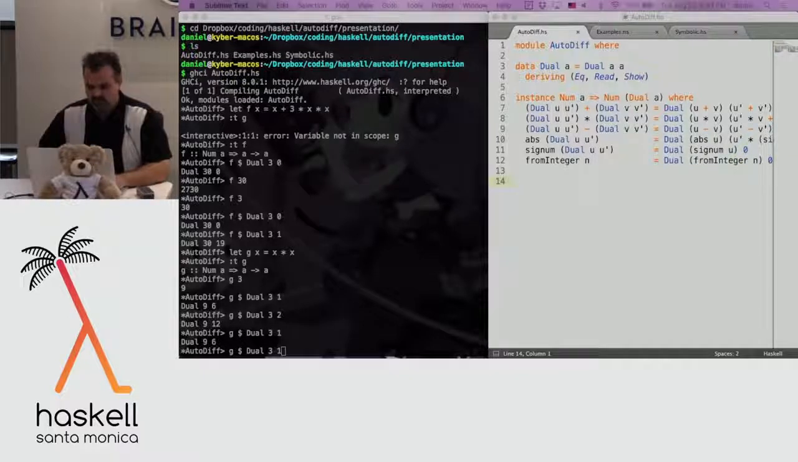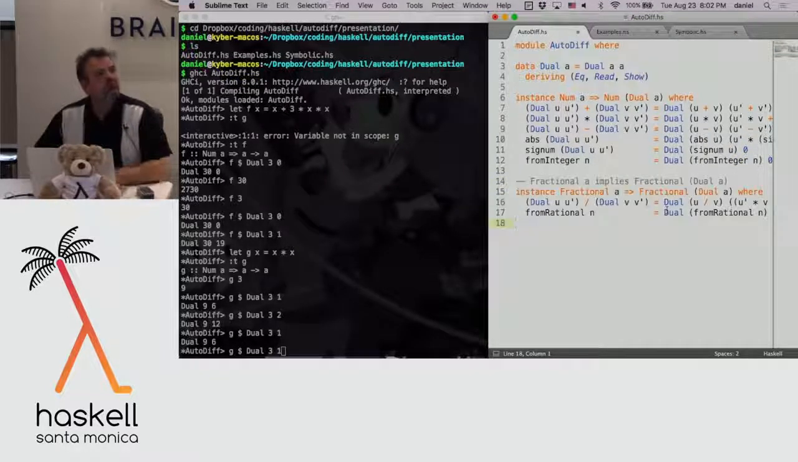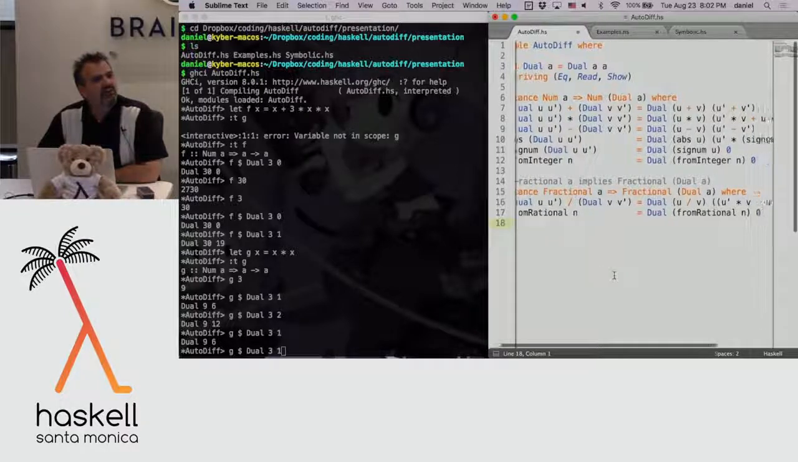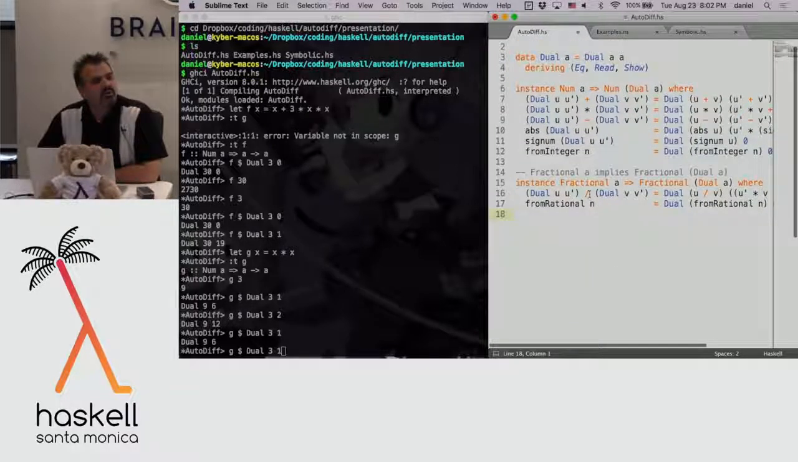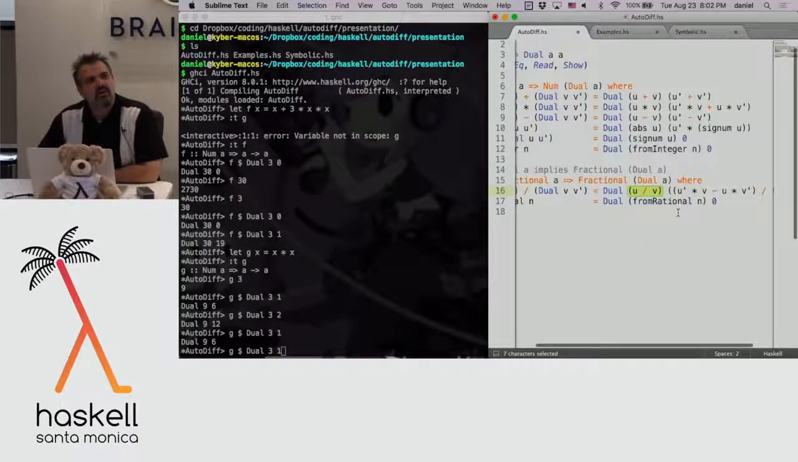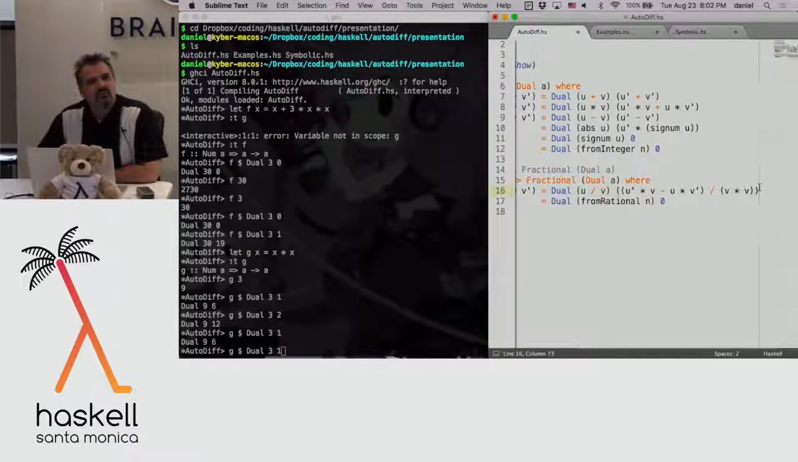I also want to be able to take derivatives of fractionals, so I'm going to put that in there. Fractional a implies fractional dual a. So we need a way of dividing duals. How do we divide the first of the pair? It's just regular division, whatever the division for a is. How do we divide the second? Well, if you're taking calculus, you just remember the quotient rule. Or you don't, but you at one time saw the quotient rule. Look it up in the book.